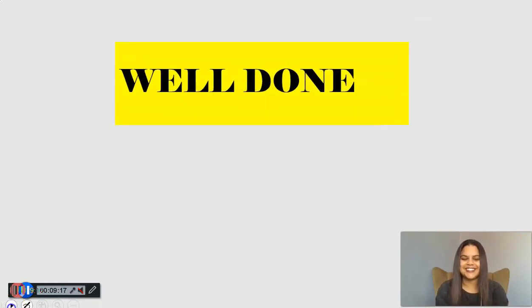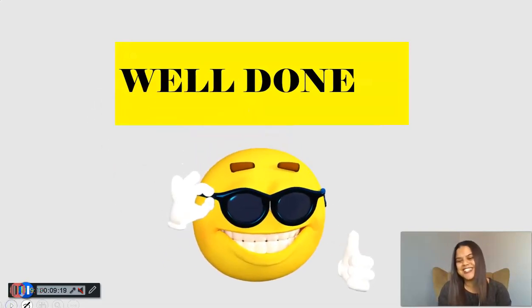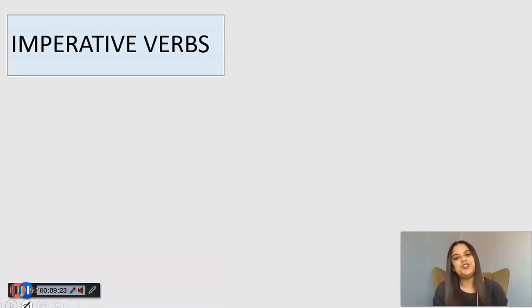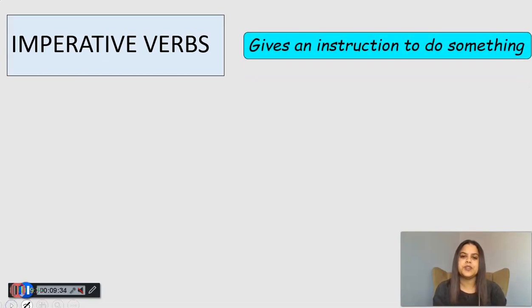Well done. I have to have a slide for this. So now we're going to look at a type of verb called an imperative verb. What could possibly be an imperative verb? Let's see. It gives an instruction. So it basically tells us to do something. Almost like a command if you think about it.